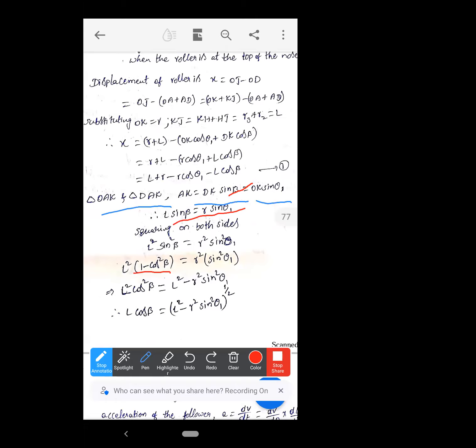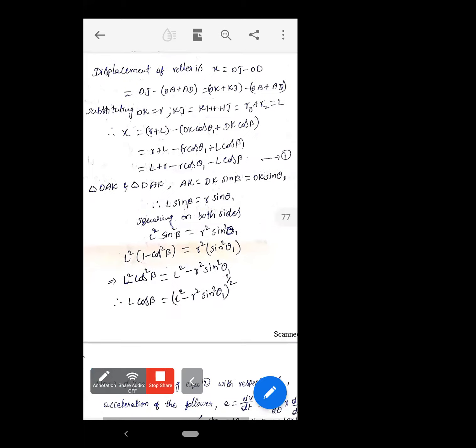And just to simplify the equation, L square is sent to the right side. So that is L square cos square beta equals L square minus R square sin square theta 1. So then L cos beta equals L square minus R square sin square theta 1 whole power 1 by 2, the square root of L square minus R square sin square theta 1. So this is the relation between our betas and thetas. So L cos beta equals the square root of L square minus R square sin square theta 1. Is it clear?